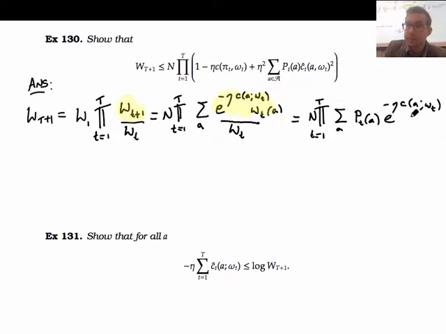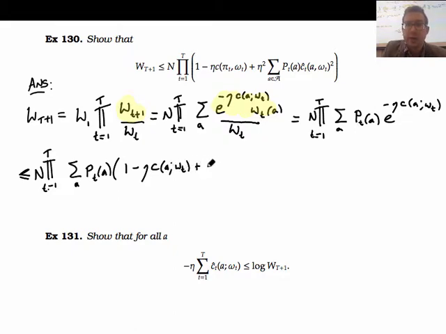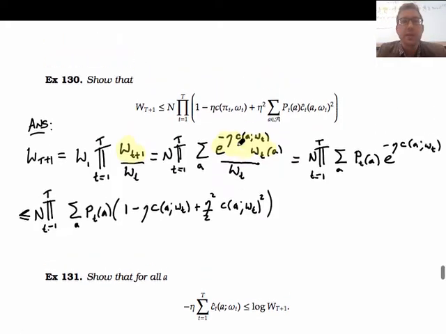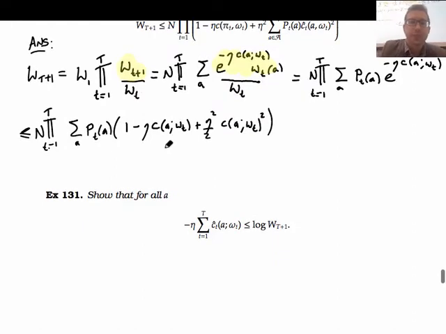So this, e to the minus eta c, is less than or equal to n times the product from t equals 1 to T, and I'm going to keep the sum over p the same. And we're going to put in instead 1 minus eta c of a of omega t plus eta squared divided by 2 times c of a of omega t squared. That's just the inequality from before. Just remember the exercise, it was exercise 126.